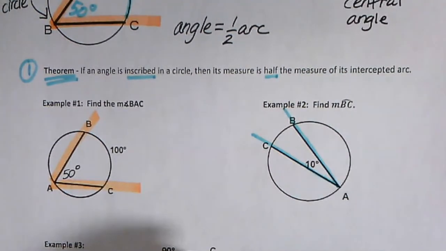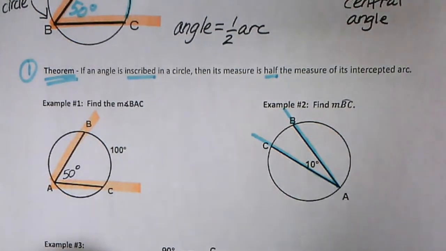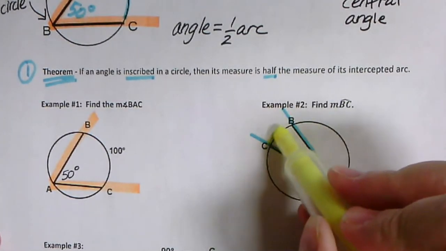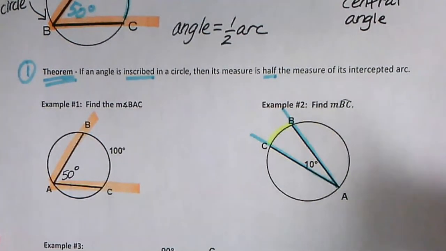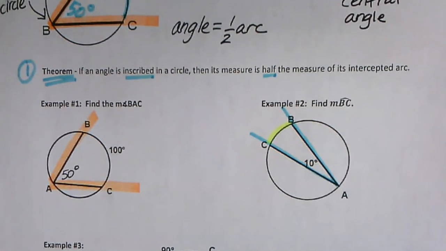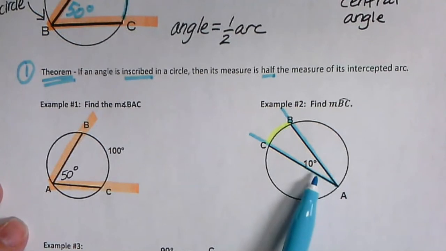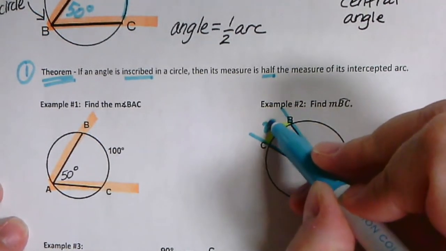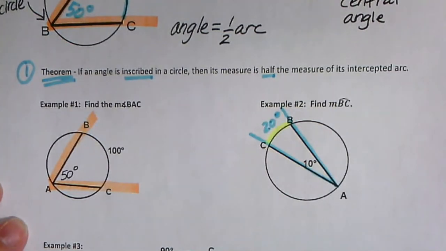And if you're having any difficulties with a problem, it really is helpful to do what I'm doing and trace over the two sides and extend them so that you can see very clearly what part of the circle is between those two sides of the angle. So the arc has to be twice as big as the angle, so 10 degrees times 2, the arc here is 20 degrees.